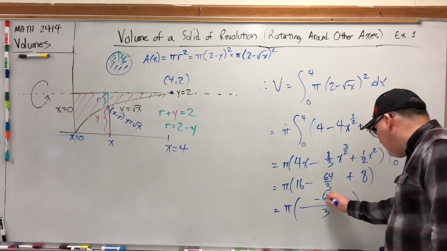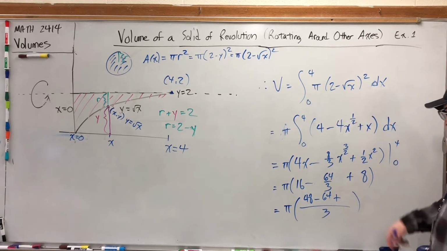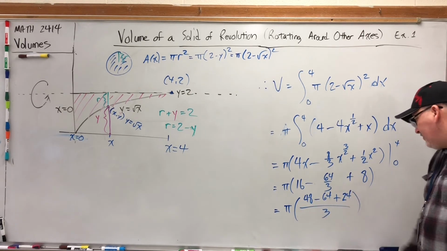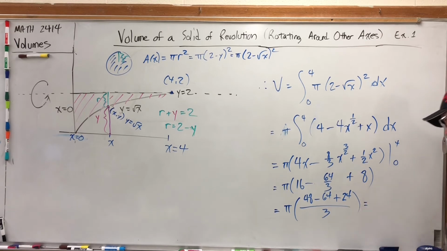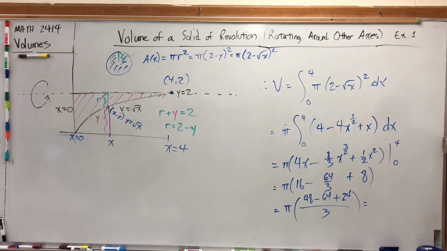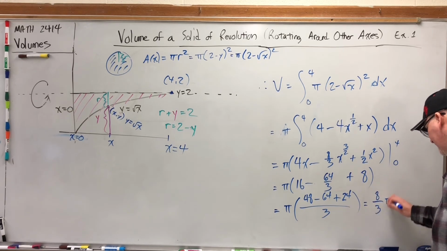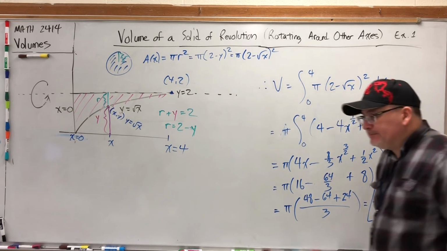64 is already over 3. If I triple this, I get 48 over 3 for the 16. If I triple this, I get 24 over 3 for the 8. And now I just got to put everything together. Let's see, 48 and 24 is 72. 72 minus 64 is 8. So we get an 8 on top, a 3 on the bottom, and a pi, and it's over.